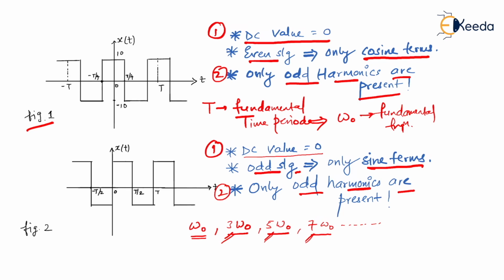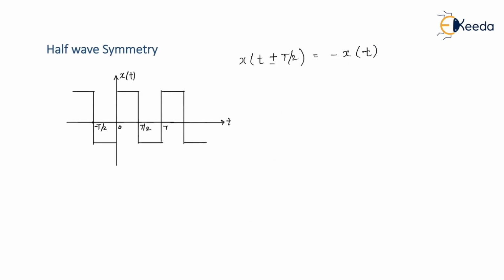So what exactly is meant by half wave symmetry, and how do we identify that half wave symmetry is present in a given x of t? Let us see. Here we are going to understand how to check half wave symmetry. You can see a relation. If this relation is satisfied by the given x of t signal, then we say that the given signal is a half wave symmetry signal. The relation is x of t plus or minus T by 2 is equal to minus of x of t. If this relation is satisfied, the given signal is said to be a half wave symmetry signal.